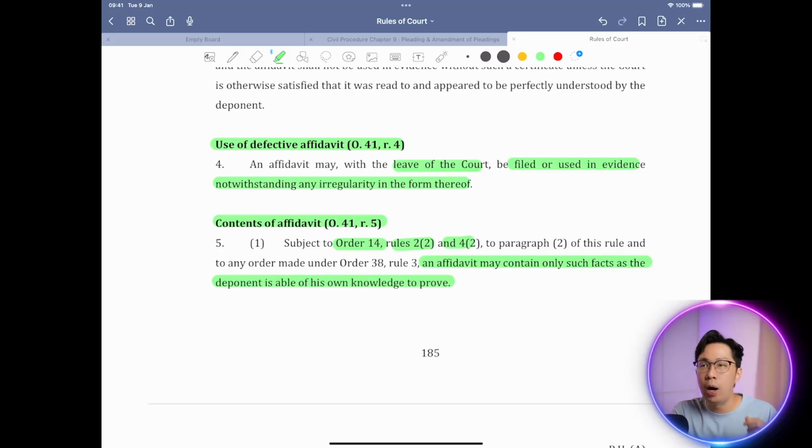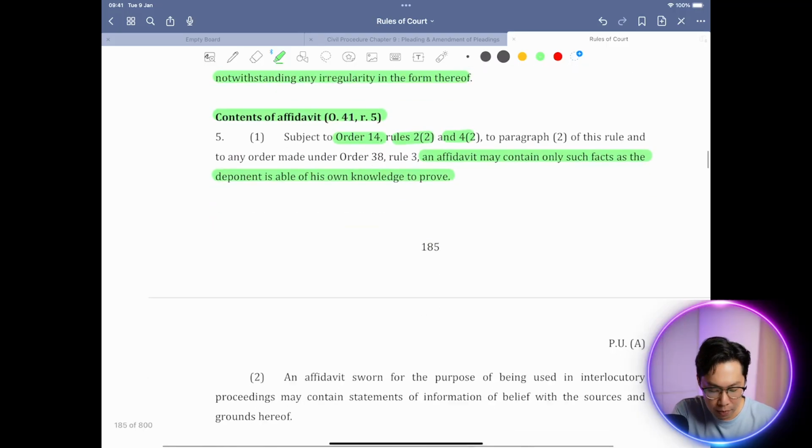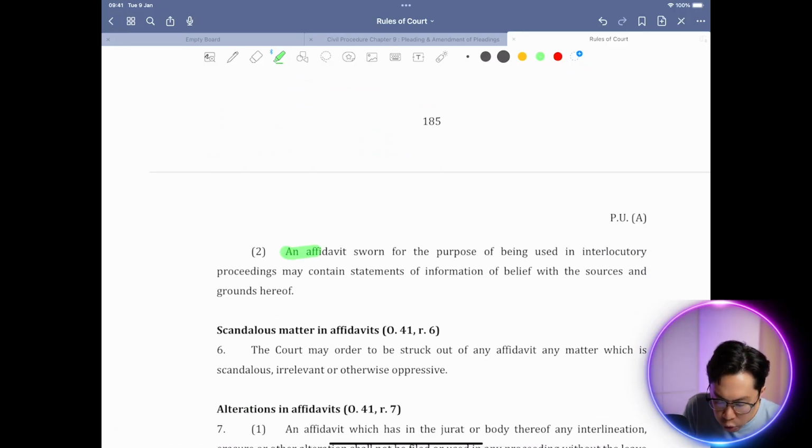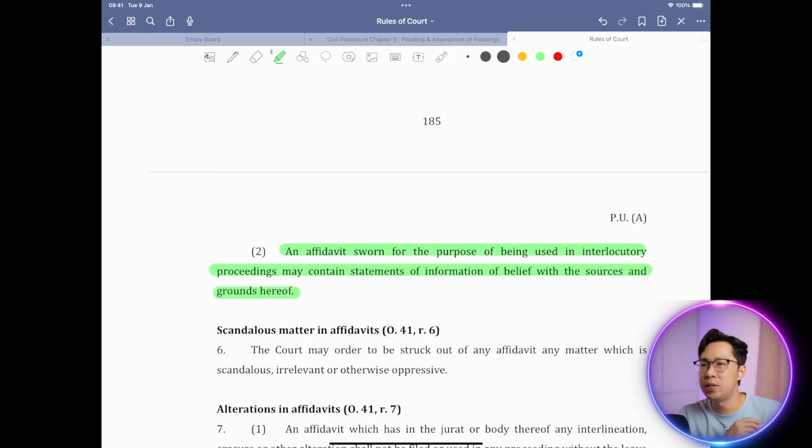Meaning, under Order 41, Rule 5, in a general affidavit, you can only have information that you know yourself. You cannot have anything that is hearsay. That is what it says here. You read on: affidavits sworn for the purpose of being used in interlocutory proceedings may contain statements of information and belief, with the source and grounds thereof. It means that if you are applying for some kind of interlocutory matter, interim payment, striking off, injunction, in your affidavit you may have hearsay statements, but you must state the sources.